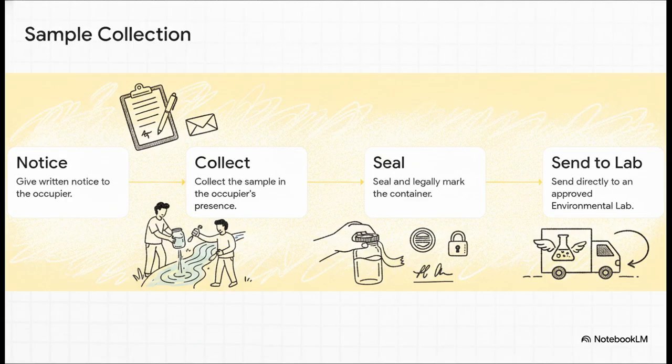It's a dead end. First, the officer must give written notice of their intention to the occupier. Second, they have to collect the sample right there in the occupier's presence. Third, seal and sign the container alongside them. And fourth, send it immediately to a recognized environmental lab. So say you get an exam question where an inspector secretly sneaks in and takes a water sample at midnight without notice. Well, now you know exactly how to attack the legality of that evidence.